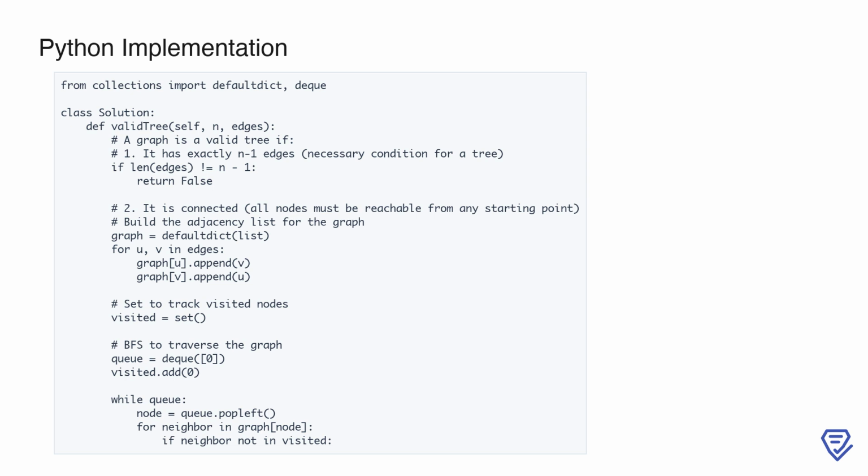Now, to explore the graph, we initialize a set to keep track of visited nodes and use a breadth-first search (BFS) approach, starting from node 0. We add node 0 to the visited set and enqueue it to begin the traversal. As long as there are nodes in the queue, we continue processing them one by one.